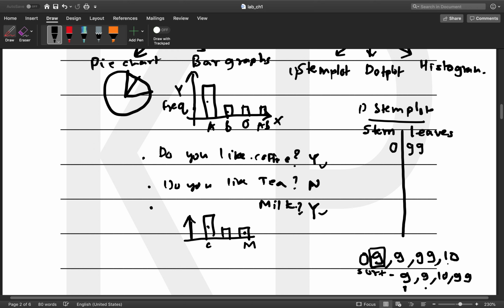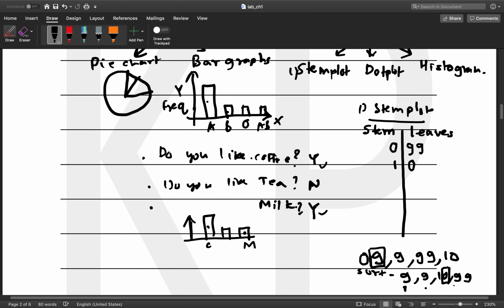For the number 10, your rightmost digit is 0 and everything but the rightmost is 1. So the 1 here becomes your stem. And since it's the 10th data point, you need to write 0 here. That doesn't mean that there is no data. That means there is a 10 as a data point.